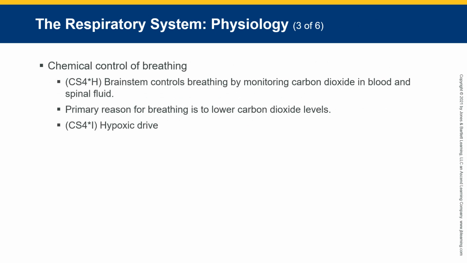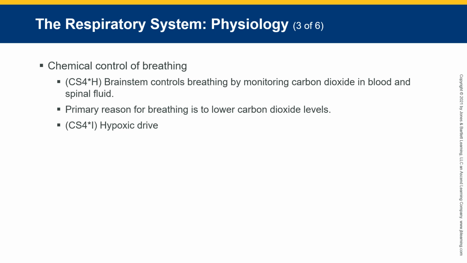Chemical control of breathing. Your brainstem controls breathing by monitoring carbon dioxide in blood and spinal fluid. As you get higher carbon dioxide levels, your brain says, hey, we need to breathe faster to get rid of this carbon dioxide. The primary reason and drive for you to breathe is to lower your carbon dioxide levels inside of the body.